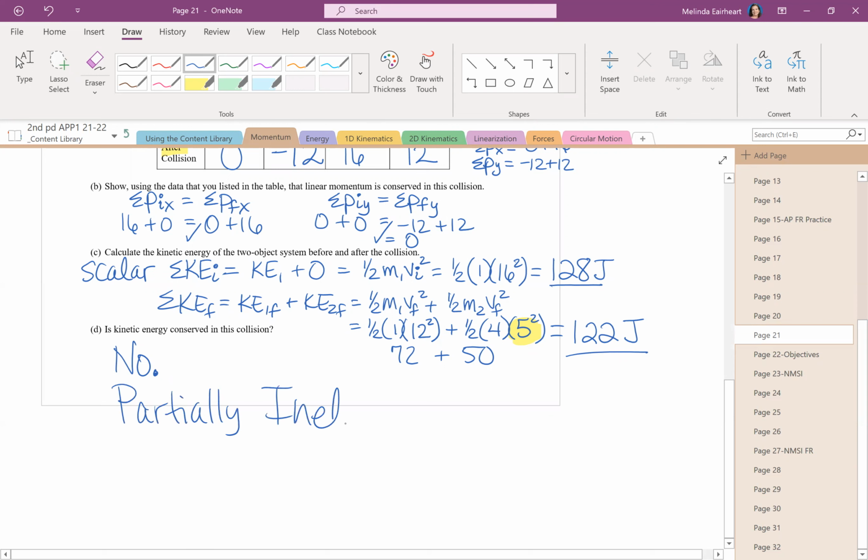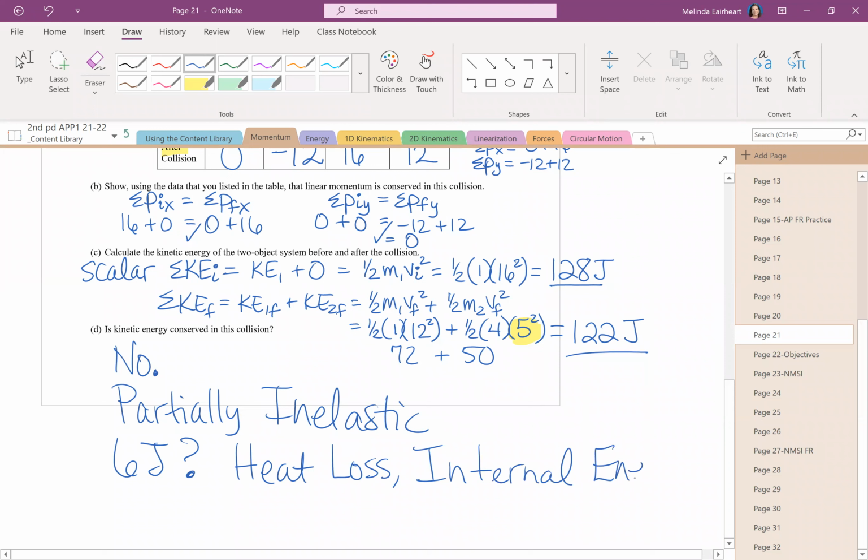Now, I will say at the end of the day, AP may not use the word partially or perfectly, okay? That's just how we distinguish between them. And a lot of textbooks do that. But at the end of the day, it's just inelastic, okay? Inelastic. Question. Where do the other 6 joules go? Yeah, where do the other 6 joules go? Let's answer that as a class. It's heat loss typically, okay? And so officially you can say heat loss, or AP may say, oh, it's internal to the system. So it's an internal energy loss.